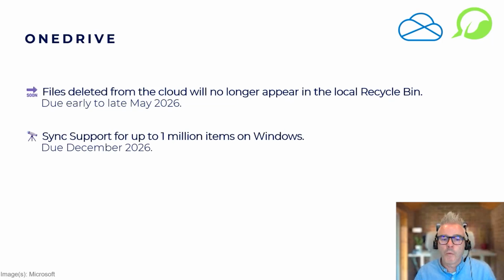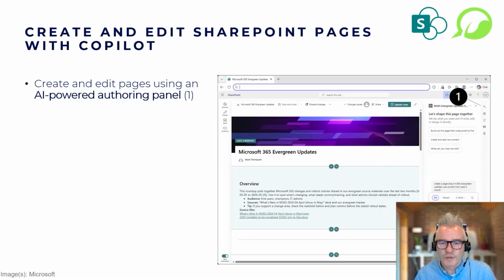Sync support for up to 1 million items in Windows. I don't know who's got 1 million items in their OneDrive, but the limit, which already feels like a lot, is going up from 300,000 to 1 million, assuming your machine has the power and the capabilities to manage that amount. December for that. Okay, folks, skipping straight into SharePoint.